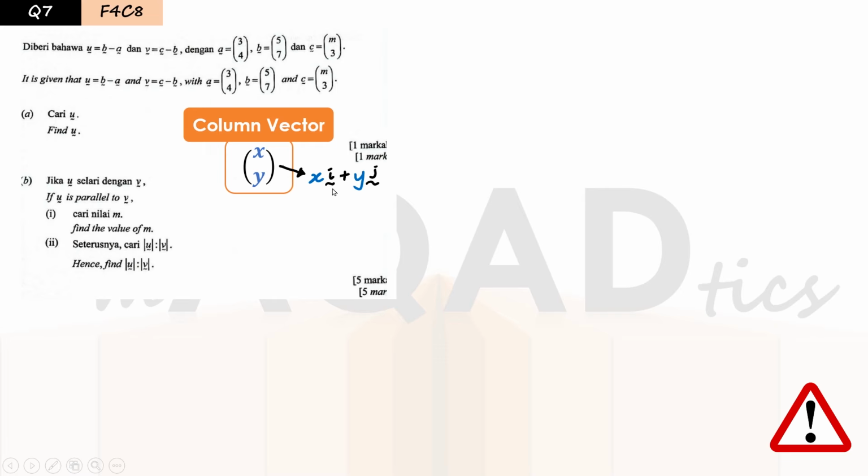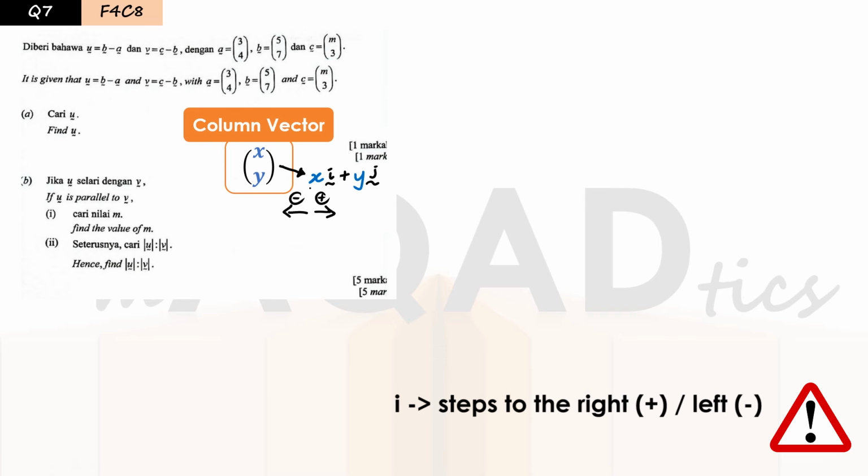So let us recall what vector i and vector j represent. Vector i is the number of steps that we go to the left or to the right. If the x value here is positive, we are going to the right. If it's negative, we are going to the left. Vector j is the number of steps when we are going up or going down. If the y value is positive, we are going up. If the y value is negative, we are going down.